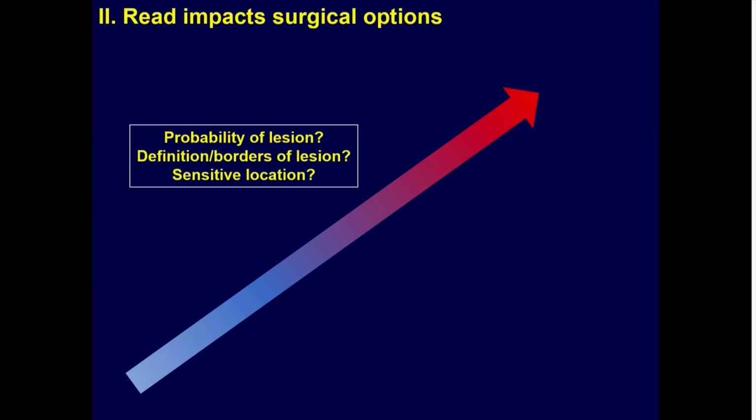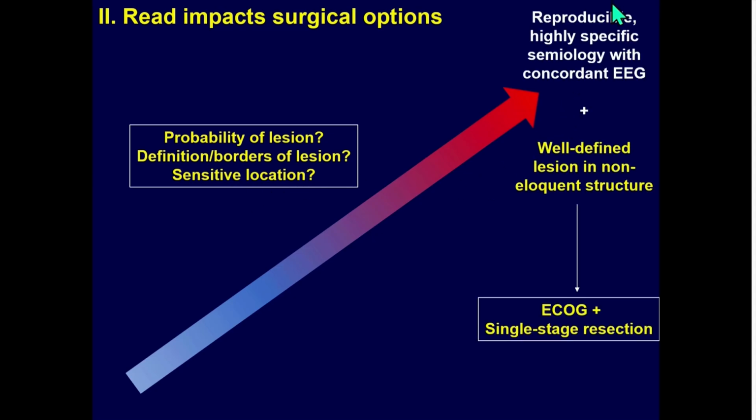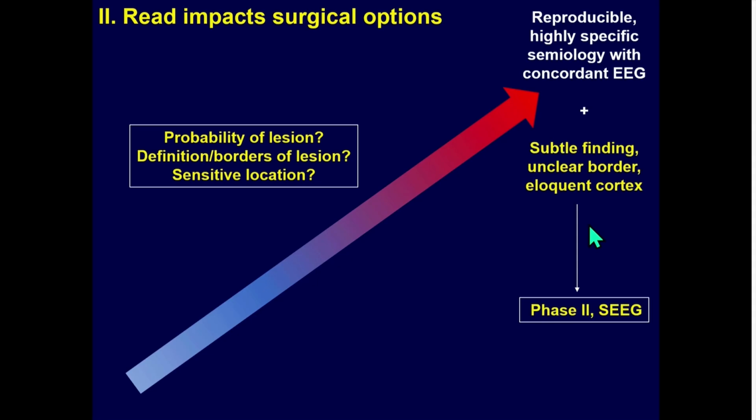And this also impacts how we read. How we read it also impacts the surgical options in terms of the probability we assign a lesion if it's not something obvious, the definition, the borders, and whether it's in a sensitive location. So for example, in this highly likely lesional epilepsy situation, if there's a well-defined lesion, non-eloquent structure, that's going to typically go single-stage resection, maybe with electrocorticography. If it's a subtle finding, you can't really draw a line around it, it's someplace sensitive, that will usually end up getting stereotactic EEG or some sort of invasive monitoring prior to the actual resection.